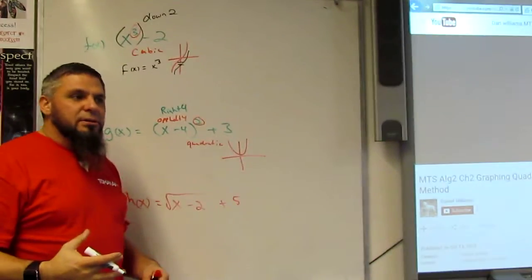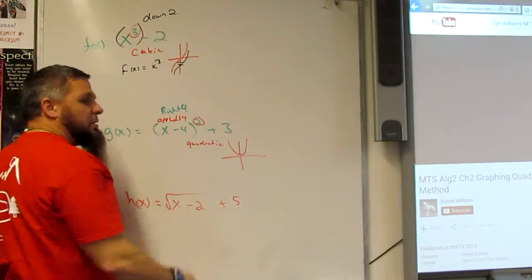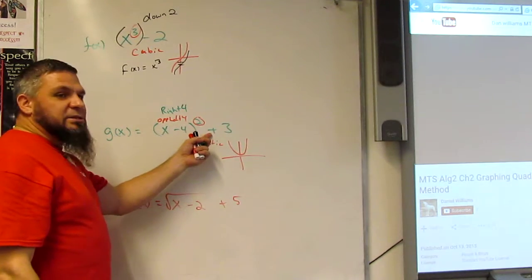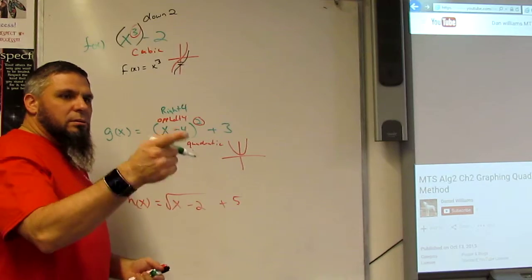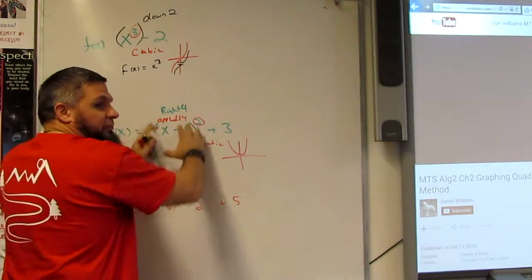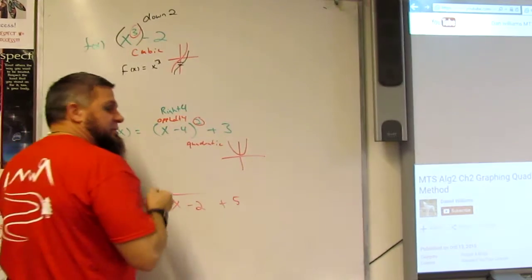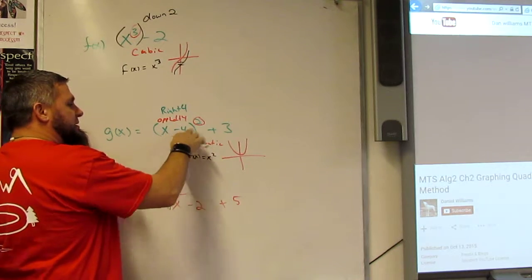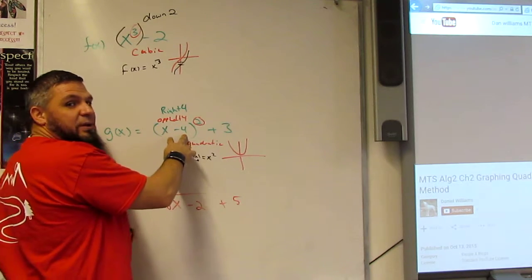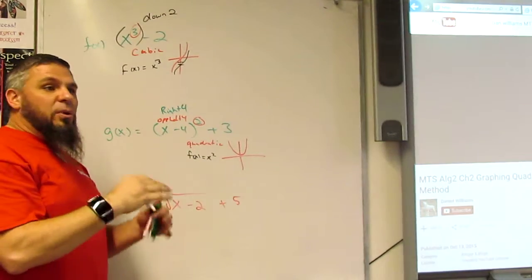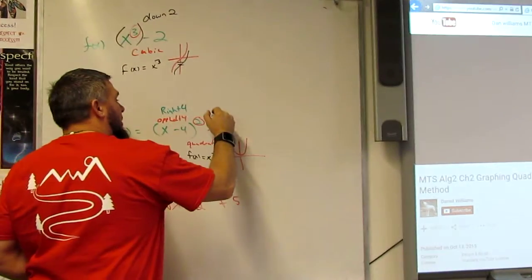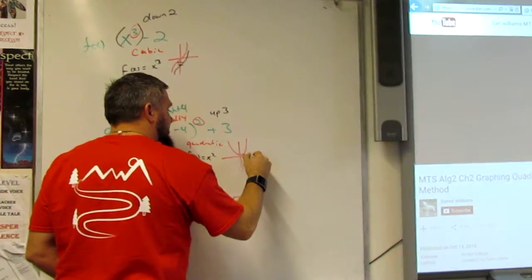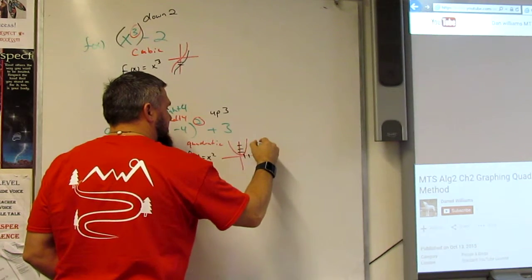But what else am I doing? Up 3. Why is it up 3? The plus is up, but why is it up? Because it's working against the whole function. What is a quadratic function? F of x equals x squared. This is the quadratic function, and we're adding 3 to it. So we're moving this whole function up 3. So we're going right 4, 1, 2, 3, 4, and up 3, 1, 2, 3. And so we're going to be right there.